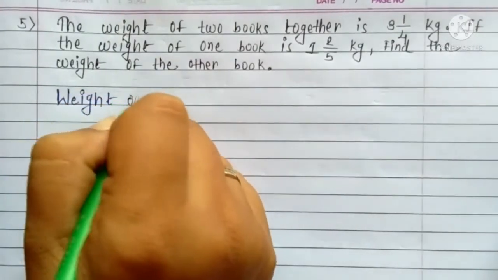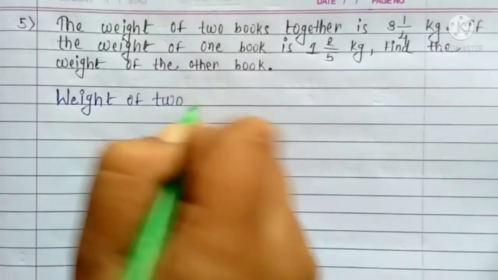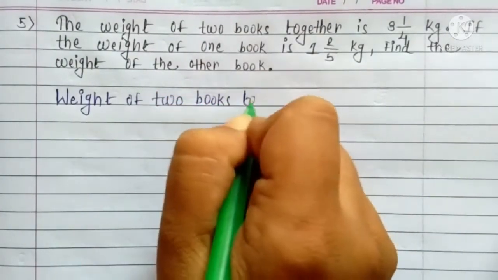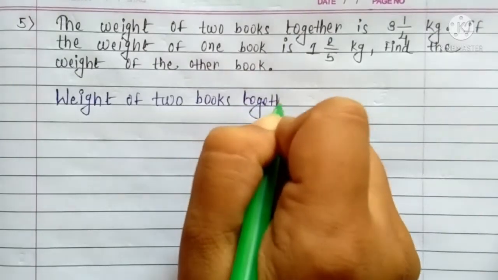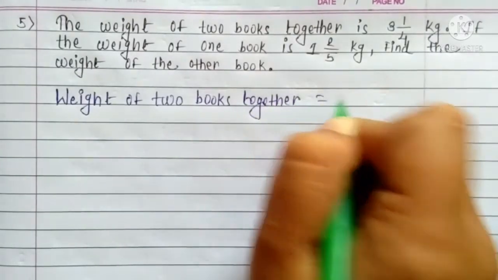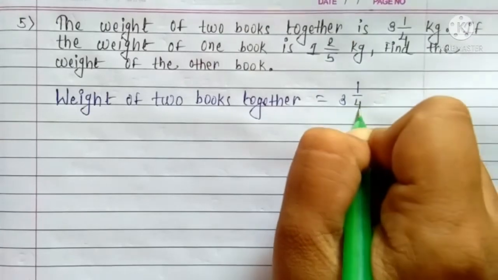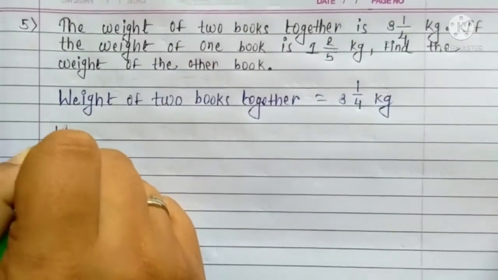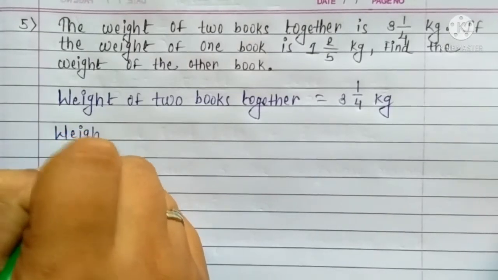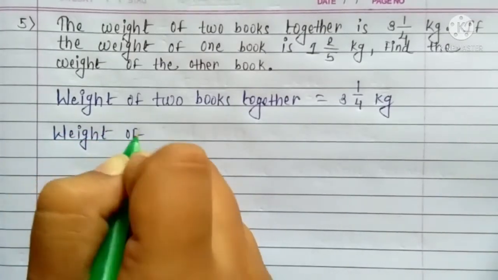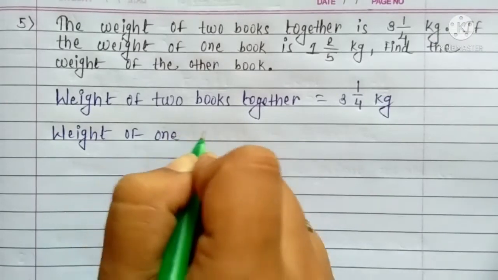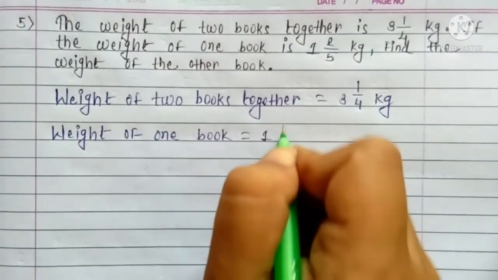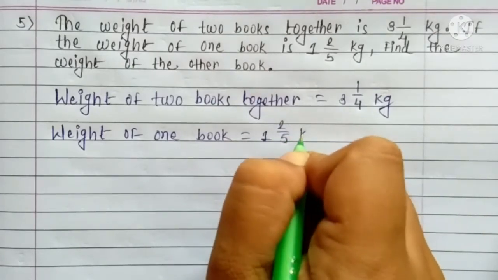Weight of two books together is equal to 3 complete 1 upon 4 kg. And weight of one book is equal to 1 complete 2 upon 5 kg.